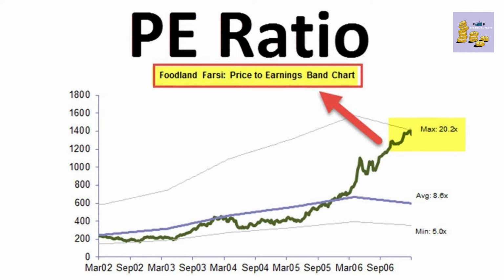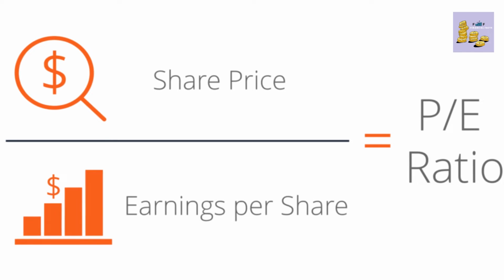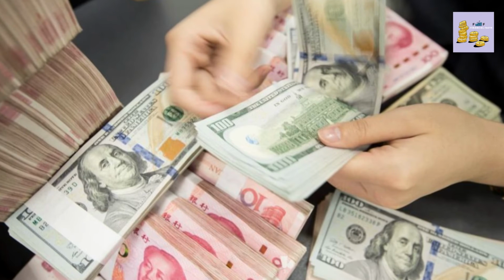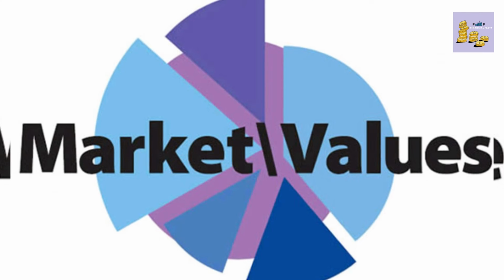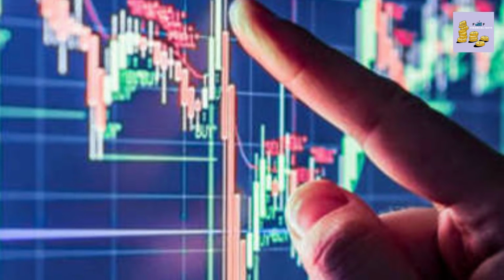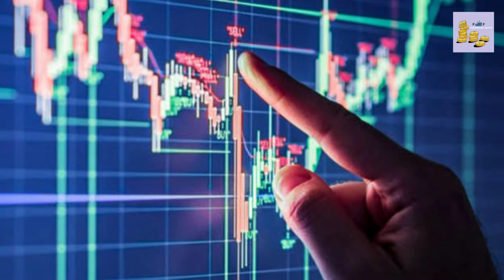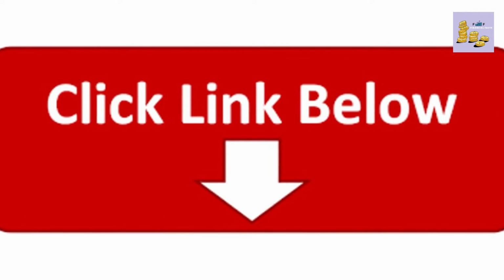The fourth one is the PE ratio. The PE ratio, that is the price to earnings ratio, which means how much investors are willing to pay per dollar of earnings. It helps the investor to determine the market value of a stock as compared to the company's earnings. You can see more details about the PE ratio in the description below.